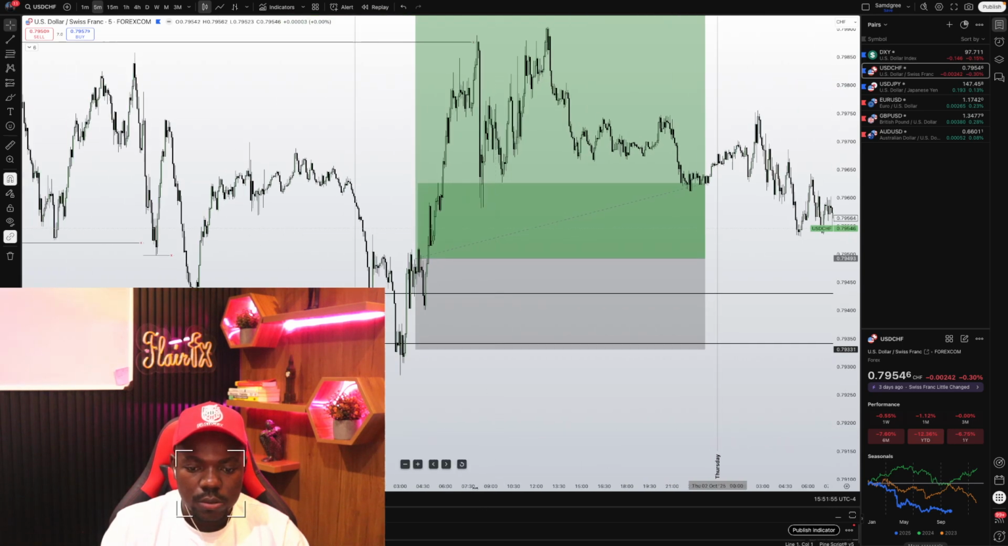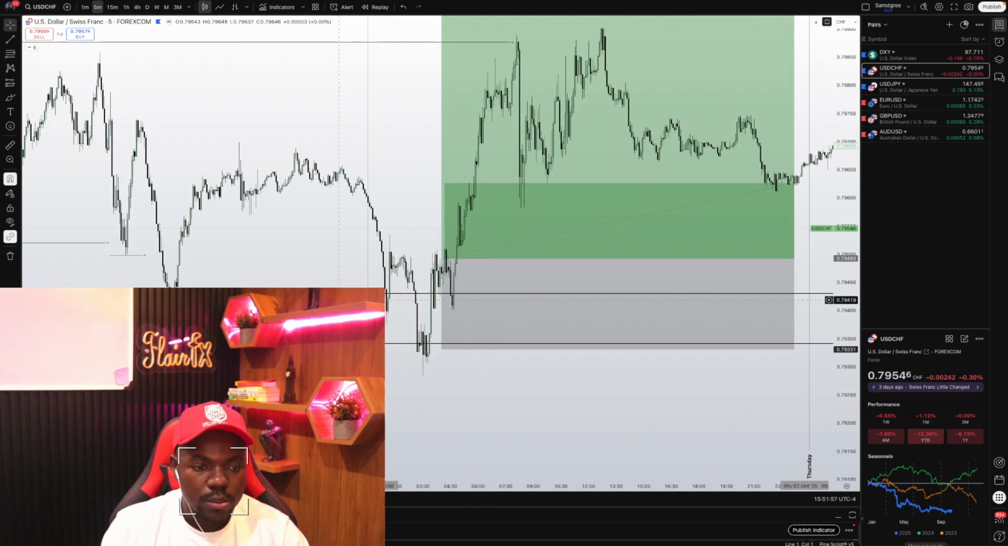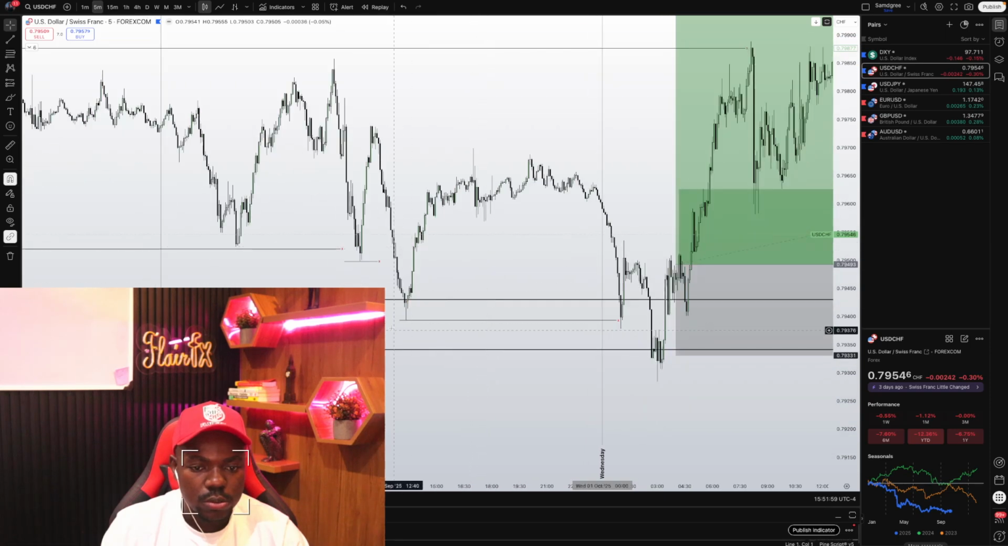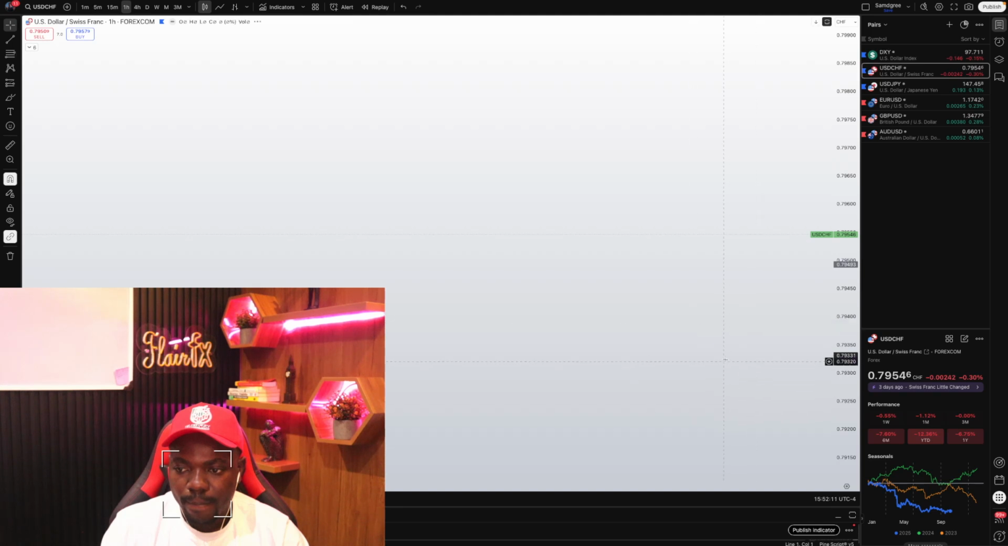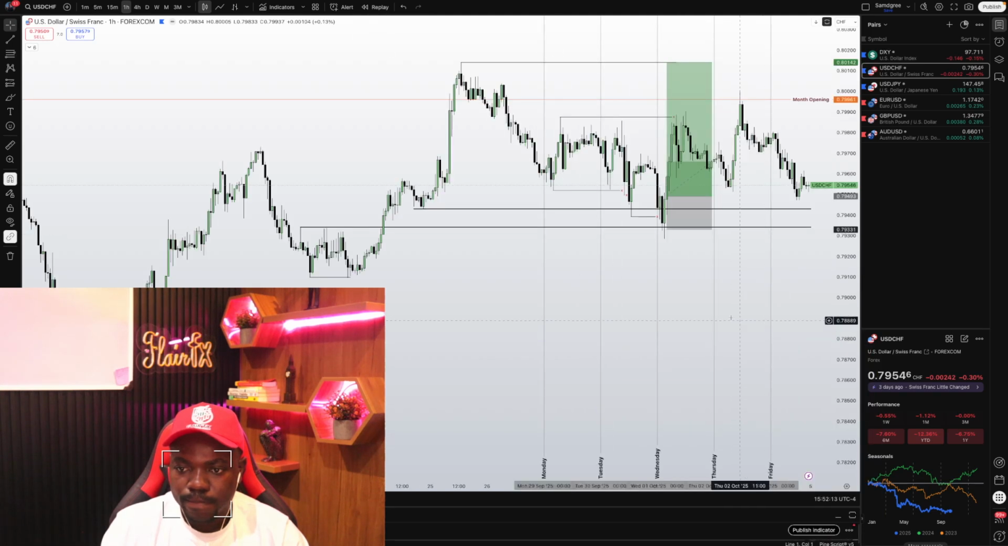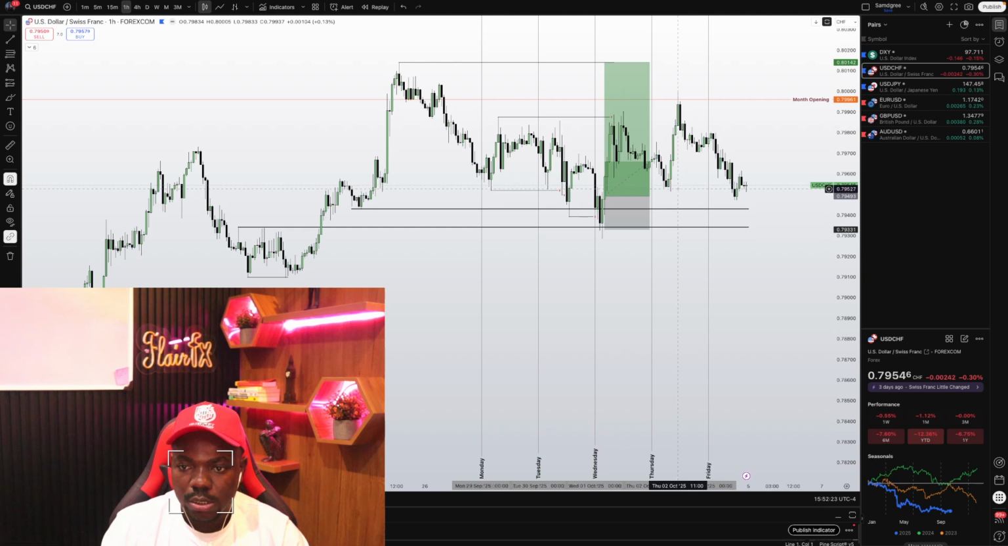Then you see we have this sweep of the previous day low, which was Wednesday low, then the displacement to the upside, inverting this FVG, turning this into another order block, because when you go to 1 hour, you see this becomes another order block. You understand? And it did come back to tap into the FVG right here.